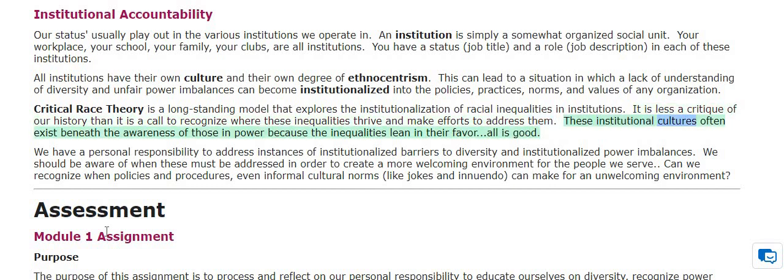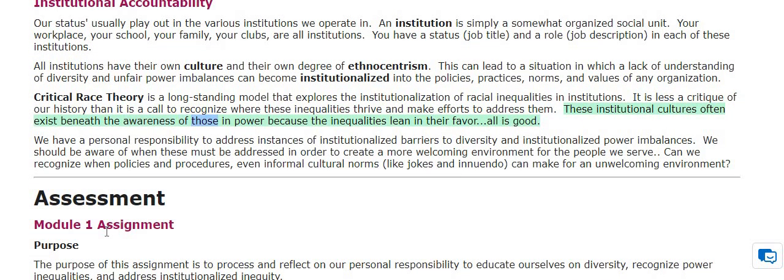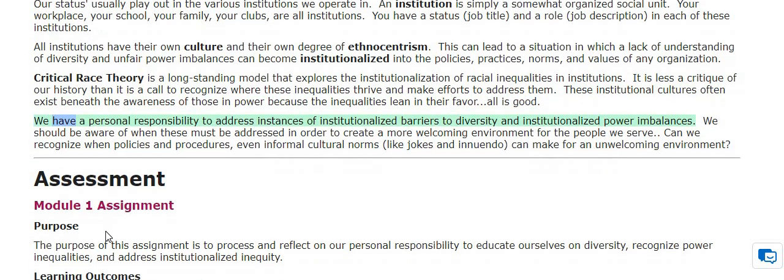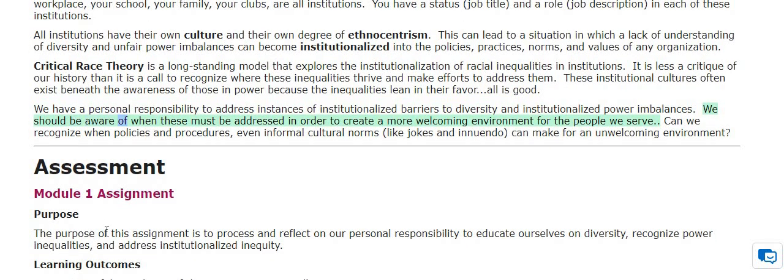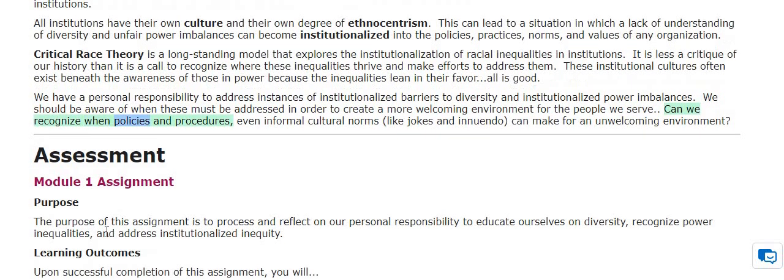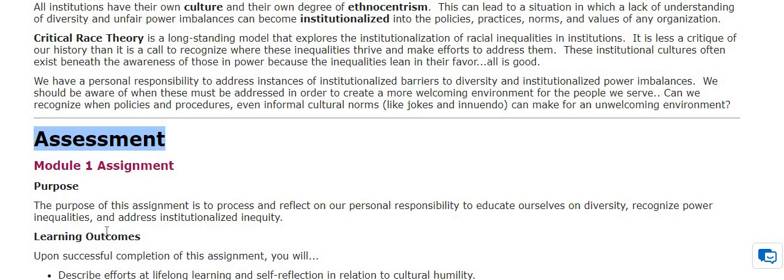These institutional cultures often exist beneath the awareness of those in power because the inequalities lean in their favor. All is good. We have a personal responsibility to address instances of institutionalized barriers to diversity and institutionalized power imbalances. We should be aware of when these must be addressed in order to create a more welcoming environment for the people we serve. Can we recognize when policies and procedures, even informal cultural norms, like jokes and innuendo, can make for an unwelcoming environment?